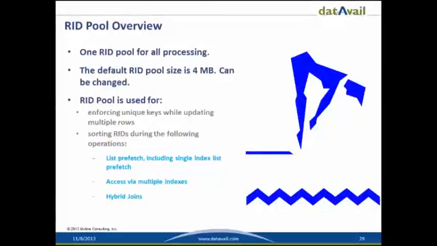RID pool is used for all record identifier processing, RID processing, and you can see the types of access paths here in light blue that require RIDs.